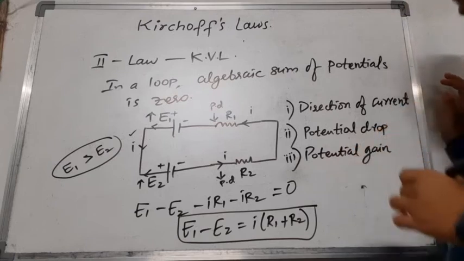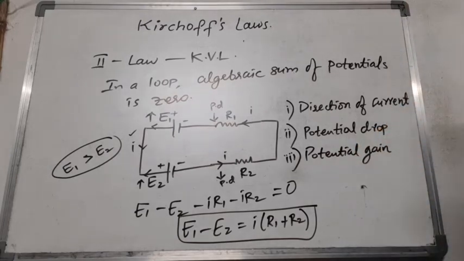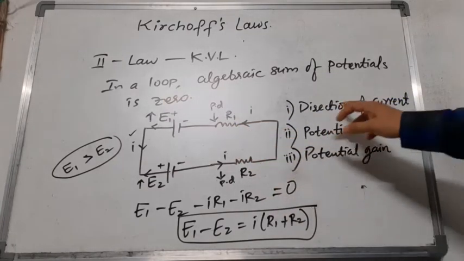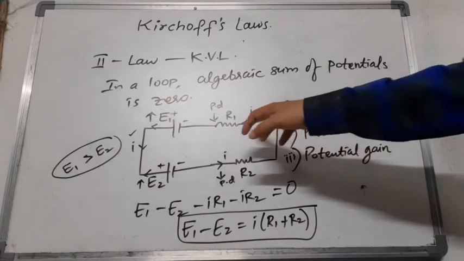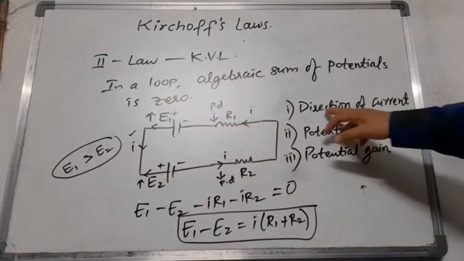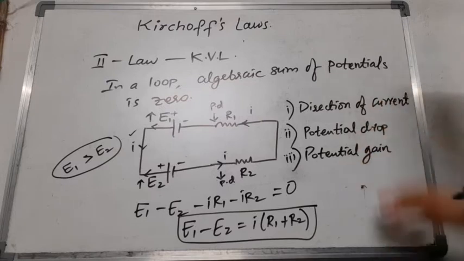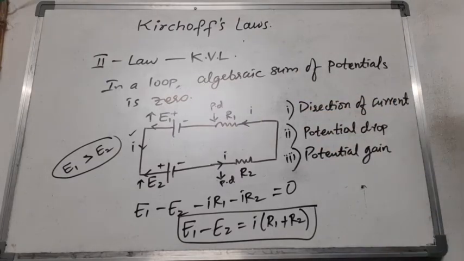These three things we have to take into consideration. If it is a potential drop, we have to take negative, and for the current direction we have to take whether it is clockwise or anti-clockwise. Based on that we have to decide the current direction, that is plus or minus. Only one direction we have to take.